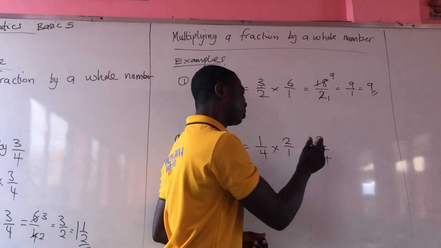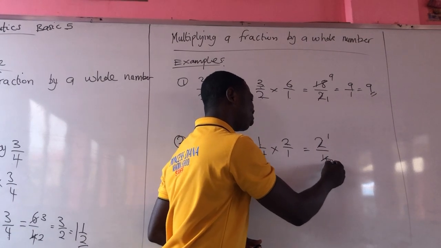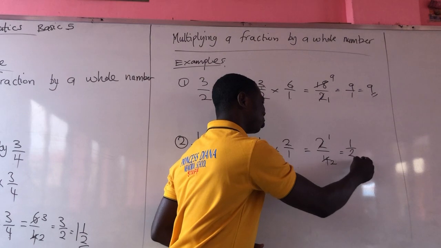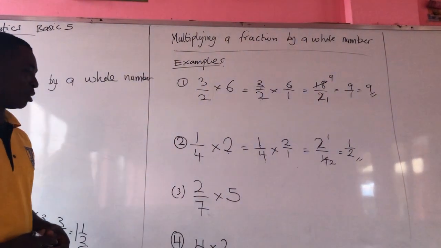So we can use 2 to divide. So 2 can divide itself 1 time. And divide 4 2 times. So this is equal to 1 out of what? 2. This is the simplest fraction. So let's move to example 3.